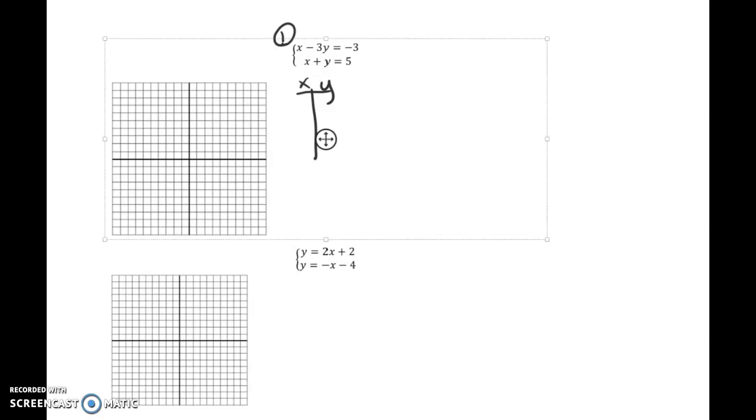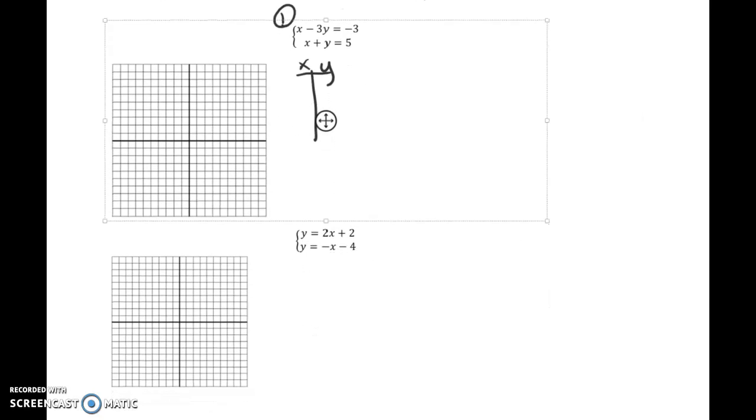But let's go ahead and just make a table of values here. Sorry about that. I wish I didn't do that. Oh, man. Goodness sakes. All right.